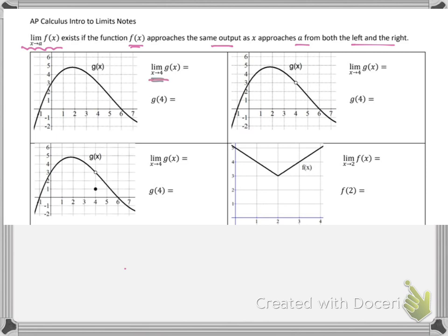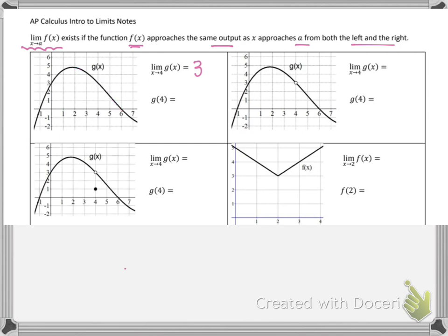In this first example, they're asking us to find the limit as x approaches 4 of g of x. So we see 4 on the x-axis here, and we're going to trace along the graph coming from the left, approaching 4. What output does the graph look like it approaches? Well, it sure looks like it approaches an output of 3. Let's see if the same thing happens from the right. Approaching the graph from the right, what output does our graph approach? Our graph approaches an output of 3. Since we approach the same value of 3 from the left and the right, the limit exists and it equals 3.